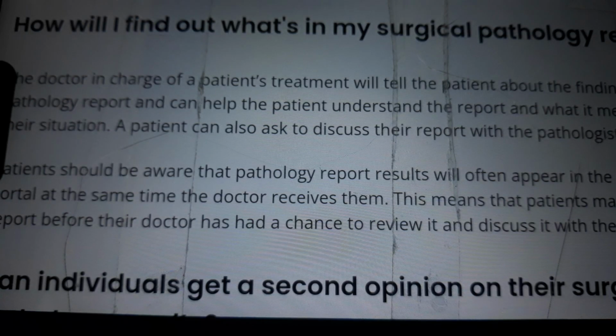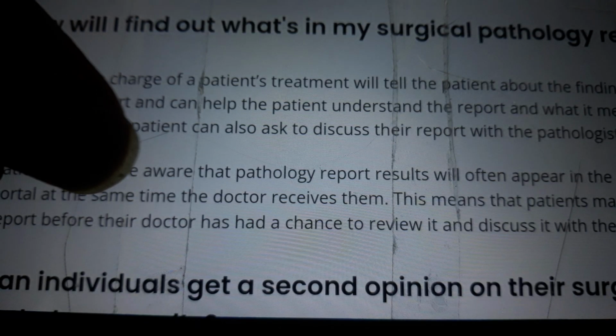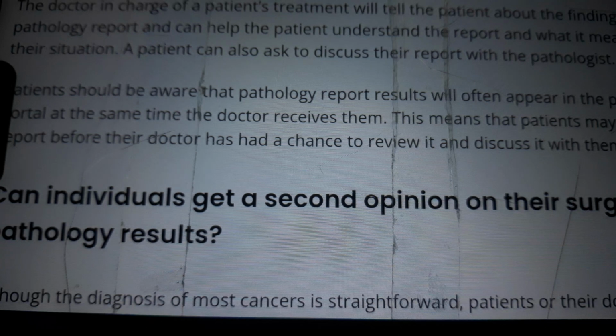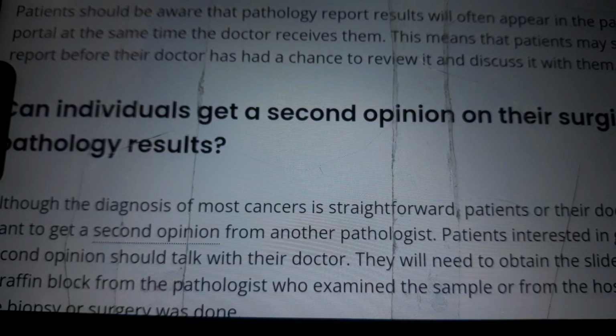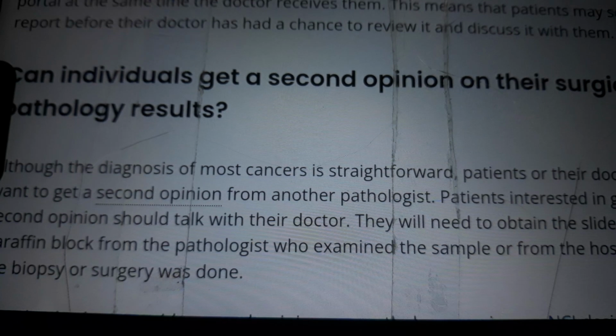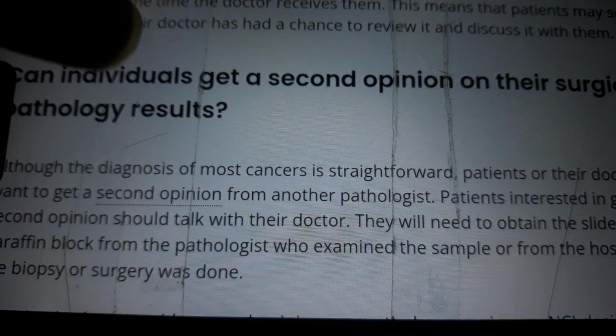How will one find out what's in the surgical pathology report? The doctor in charge of the patient's treatment will tell the patient about the findings. The patient can also discuss their report with the pathologist. The patient should be aware that pathology report results will often appear on the patient's portal at the time the doctor receives them, which means that the patient may see the report before the doctor has had a chance to review it and discuss it with them.